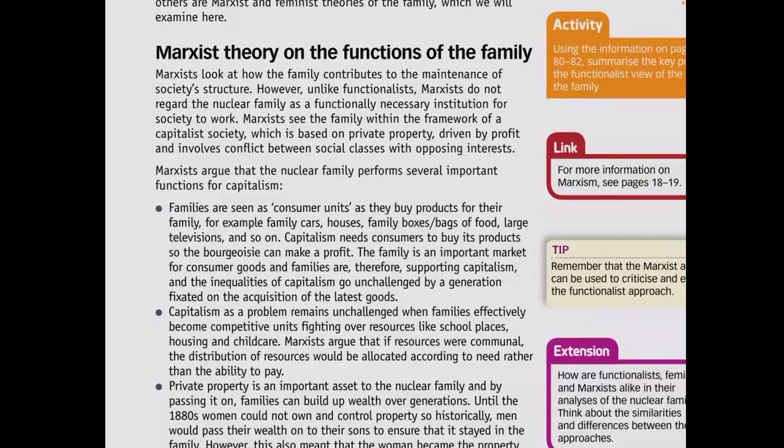What Marxists do is they do not take into account the fact that working class are also families. That's one major fault that they have. They're talking about middle class families, and they say that middle class families are basically serving the capitalist as consumer units. Okay, right.